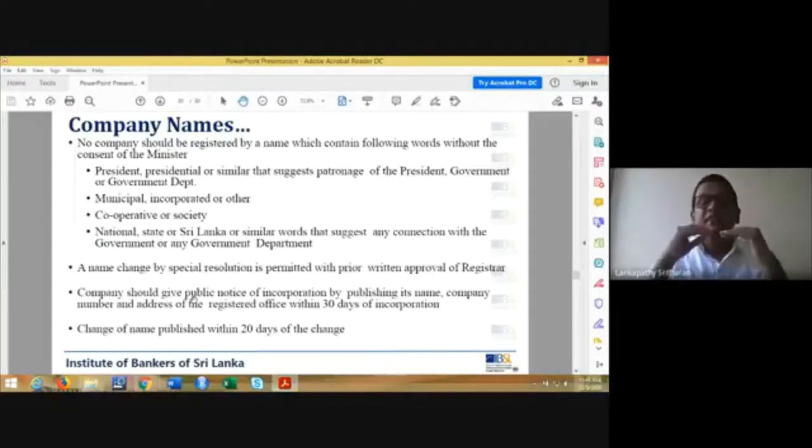And if it is any change of company name, with a special resolution, it is permitted with a written approval of the registrar. And if it is a company registered, within 30 days they have to inform the public. And if it is a name change, within 20 days they have to inform the public. These are some of the requirements related to the company name. Any questions before moving to the other section?